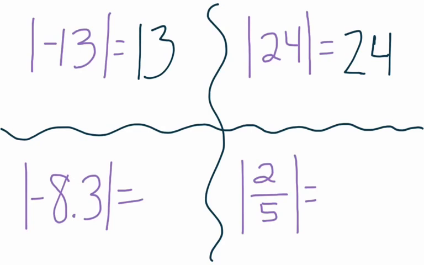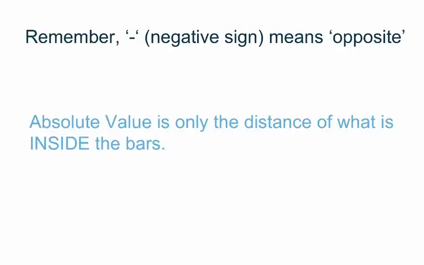Going to the bottom left, what is the absolute value of negative 8 3/10? Well, negative 8 3/10 is 8 3/10 away from 0. And the last problem, what is the absolute value of 2/5? It would be 2/5 because that's how far away it is from 0. Notice that all of our answers are positive. Absolute value is always positive, and it's the distance from 0.